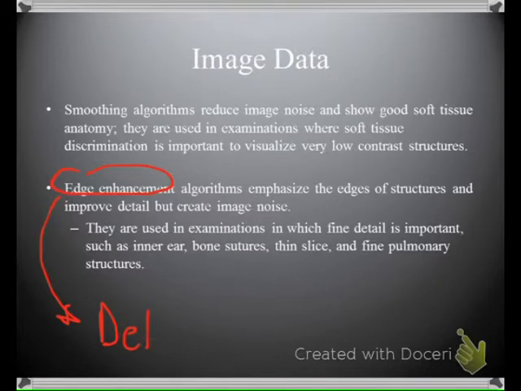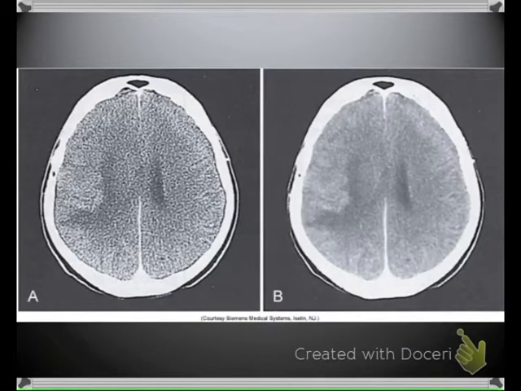So as you can see, the edge enhancement is what sometimes is referred to as detail, because it is tasked with focusing on details, while the smoothing algorithms tend to smooth everything out and provide a uniform appearance. Here you can see the detail versus smooth.